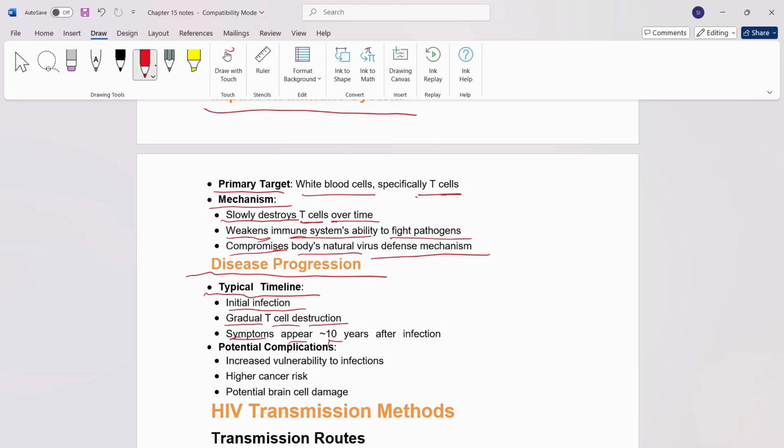symptoms appear approximately 10 years after infection. Potential complications: increased vulnerability to infections, higher cancer risk, potential brain cell damage.